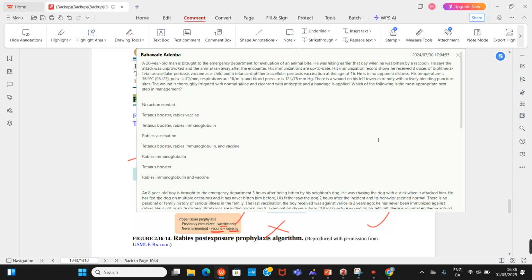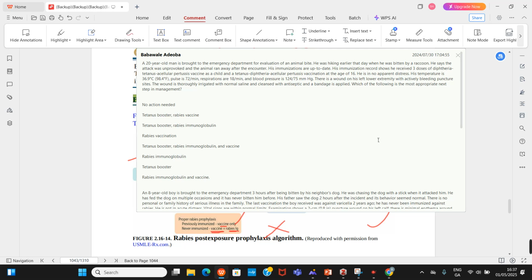His immunization record shows he has received 3 doses of DPT as a child and Tdap at the age of 16. No distress. Temperature is 36.9. Everything is good. There's a wound on the lower extremity with an actively bleeding puncture site. The wound is thoroughly irrigated with normal saline, cleaned with antiseptic, and bandaged. Which of the following is the most appropriate next step?